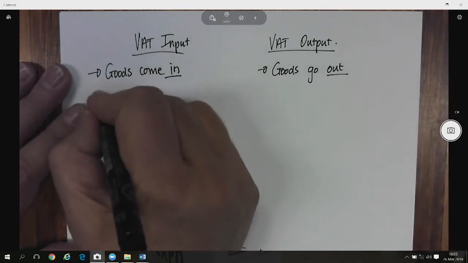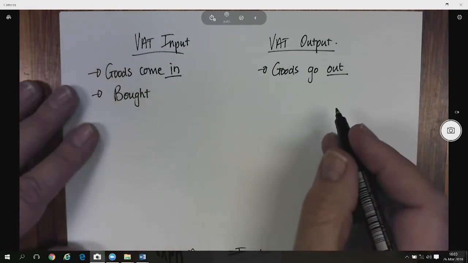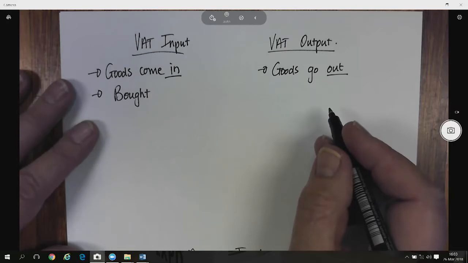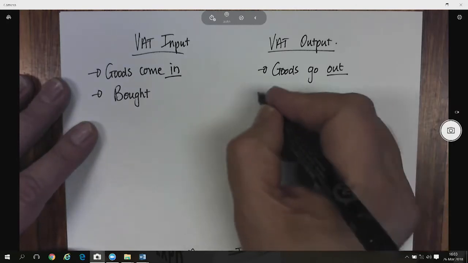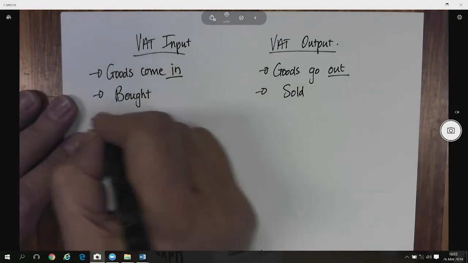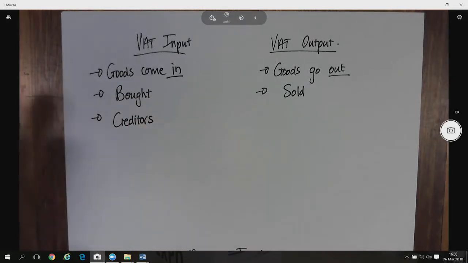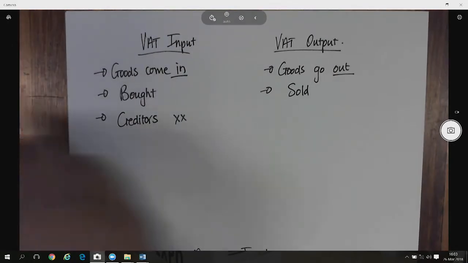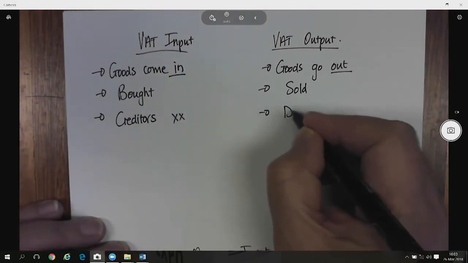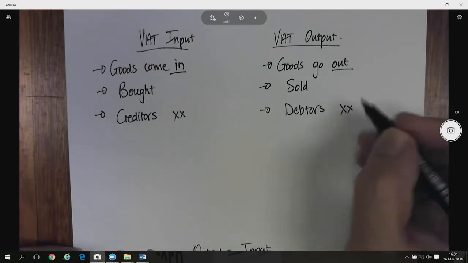So this means that we bought something, we bought stock, we bought a service, we pay water, electricity, all those things. And this means that we sold some stock. So we bought from creditors. Whenever we bought from creditors, we will say that it is input tax. We sold to debtors. So whenever we sold to debtors, we will say that the output tax becomes more.